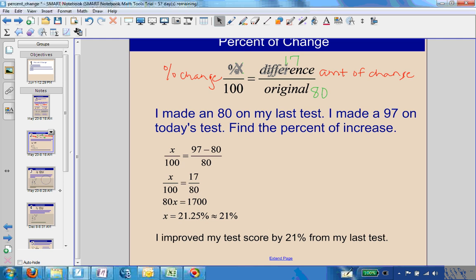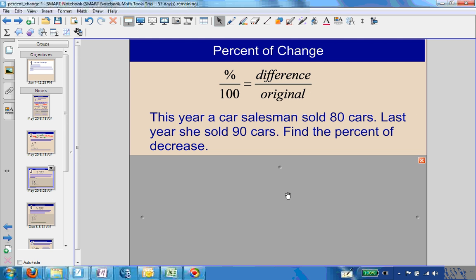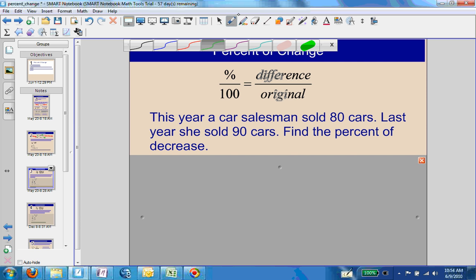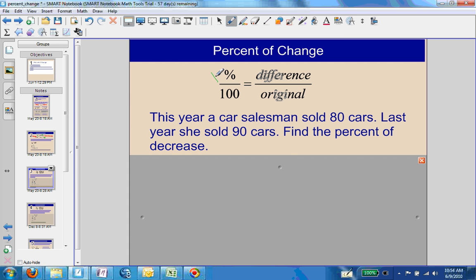Let's look at another example. This year, a car salesman sold 80 cars. Last year, she sold 90 cars. Find the percent of decrease. So this time we're looking for a percent of decrease. So we're looking for our percent, which is x, and our original amount is how much was sold last year, so that's 80. So we do the big number minus the little. 90 minus 80 is 10. We're trying to figure out what percent of 80 is 10.